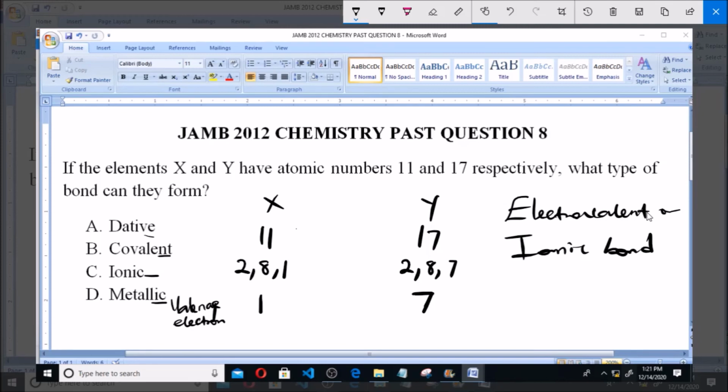Now looking at element X from the periodic table, element X represents sodium, while element Y represents chlorine, and this is a metal and this is a non-metal. So the answer to this question is option C, ionic bond.